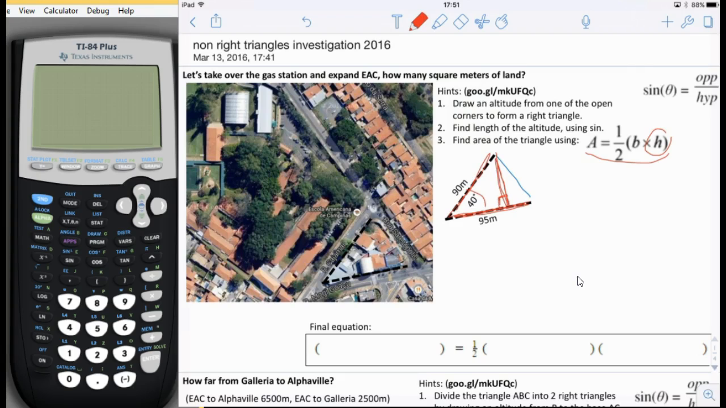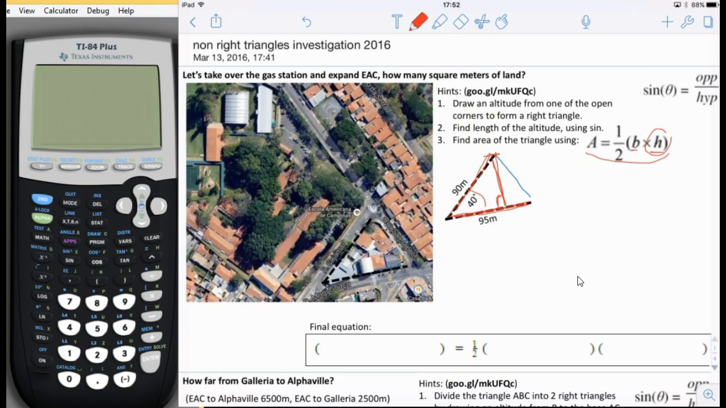You can do this problem by drawing a perpendicular to 95 meters, or you could also draw a perpendicular to 90 meters, which would look kind of like that. We're going to draw it to 90 meters because it's the direction that it's facing us. It's going to help us figure out the area of this triangle, because if we figure out the height of this perpendicular, then we will know the h, and we already know the b, so we could find the area by multiplying 1/2 times base times height.